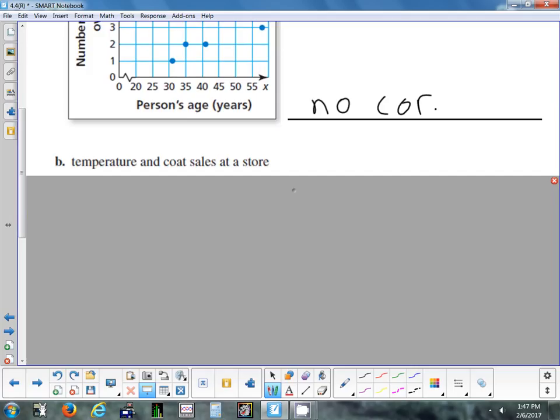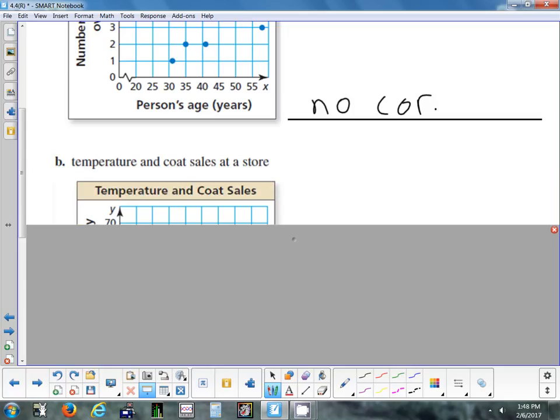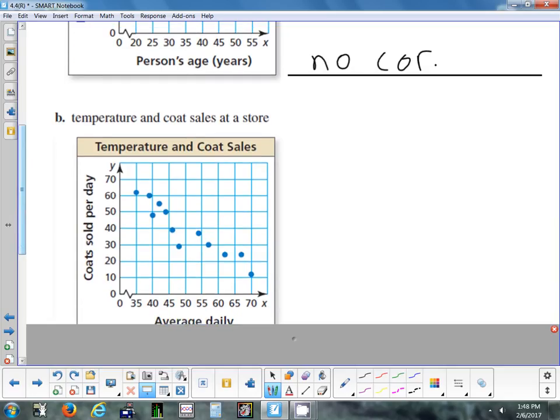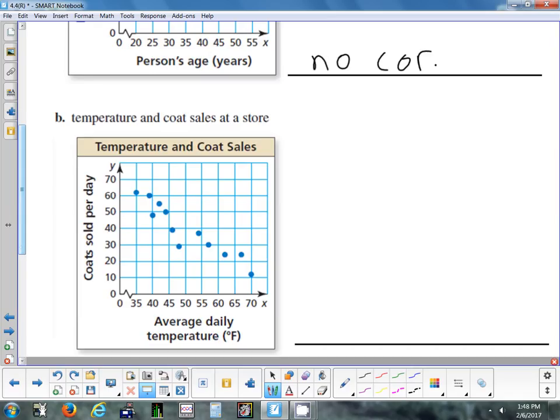Okay, how about temperature and coat sales? Would you think that there could be a correlation with how warm or cold it is out and whether or not people are buying coats? When are people probably more likely to buy coats? Yeah, when it's colder. So let's look at the data and see what it looks like. So I think our idea was pretty accurate.